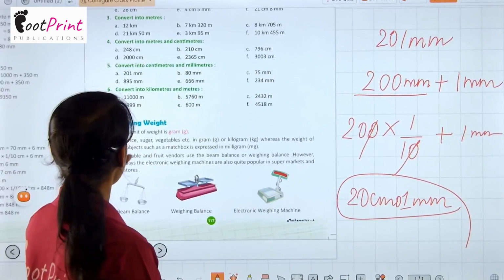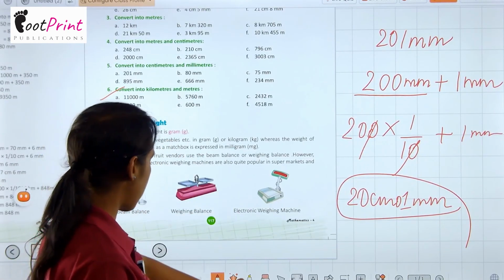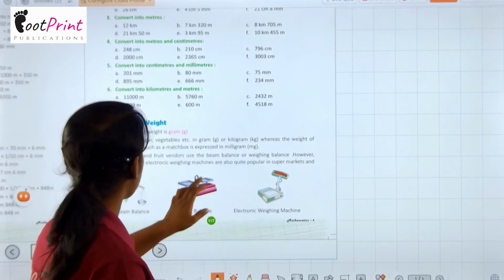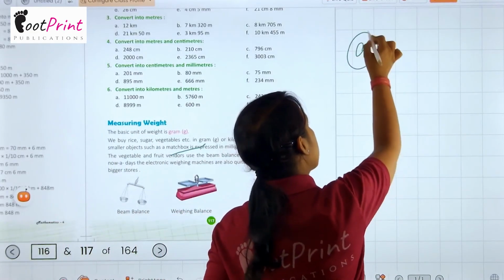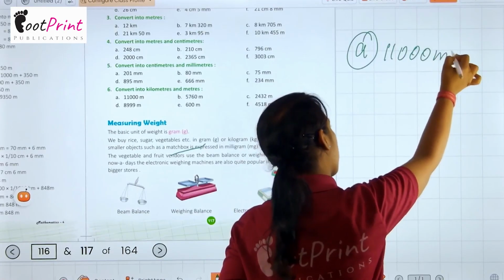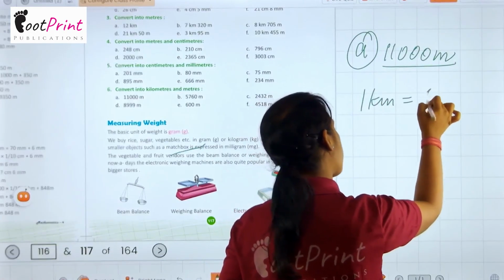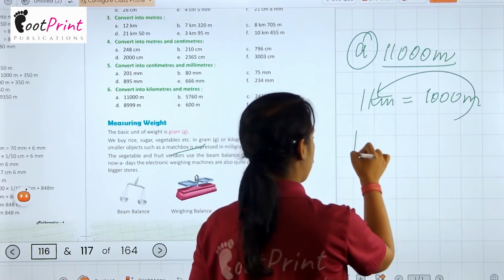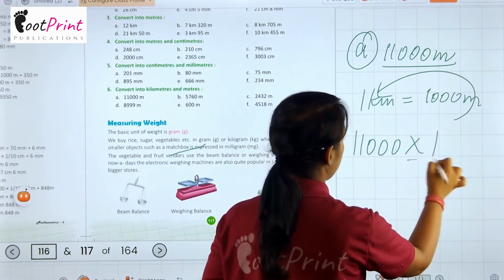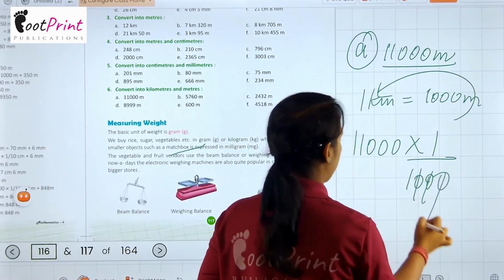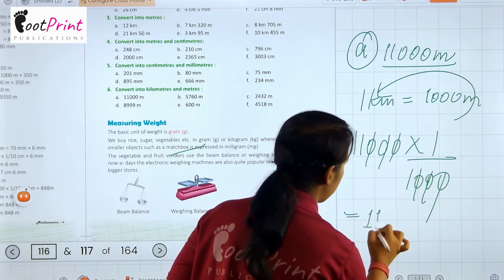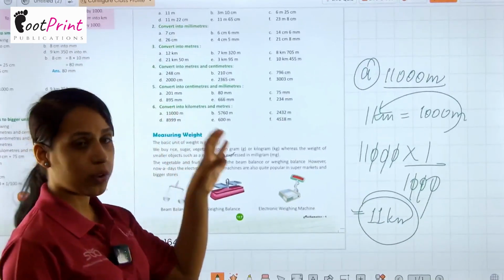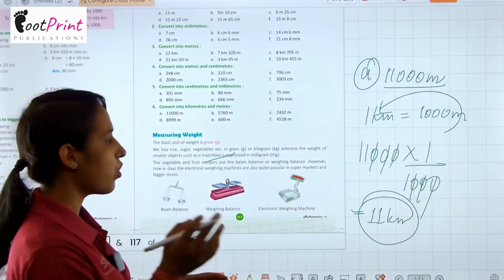Now we have question number 6. Convert into kilometers and meter. Now we have to convert it into meters and kilometers. So right here we have 11,000 meter. Okay, we know that 1 kilometer equals to 1000 meter and we have to convert meter to kilometer, so we will divide it by 1000. So 11,000 divided by 1000. So 3 zeros are cutted by 3 zero. We get here 11 kilometer. This is our answer. Okay, so in this manner you can easily convert the units into smaller to bigger unit and bigger to smaller units.